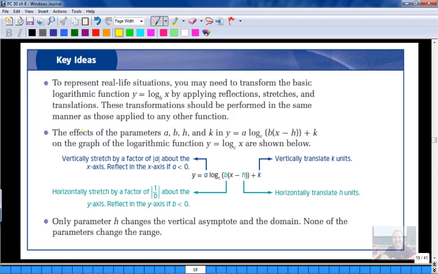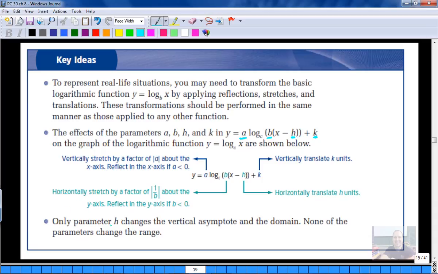Okay, so you guys can just take a moment. I'll leave this up here on the board for a little while, but here are the key ideas. Just a review of what we've done today. Take special note that these parameters are the exact same parameters that we've used in other functions, and they do the exact same thing, but to a log function in this case.